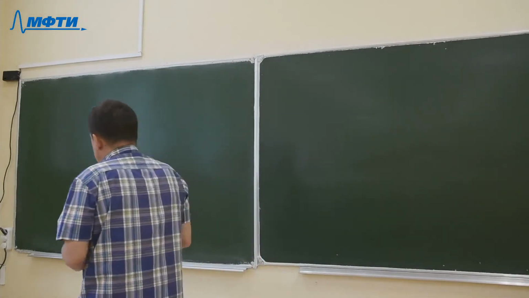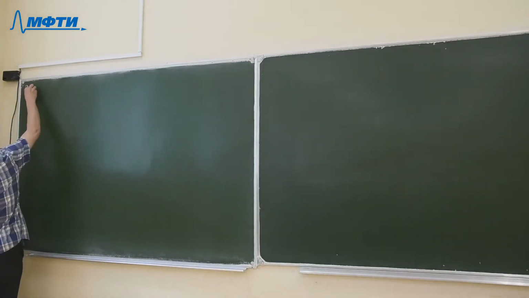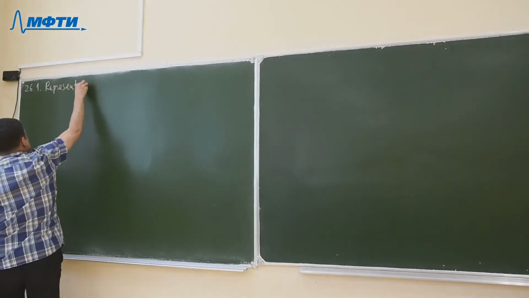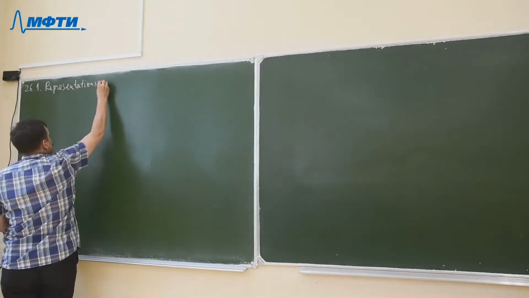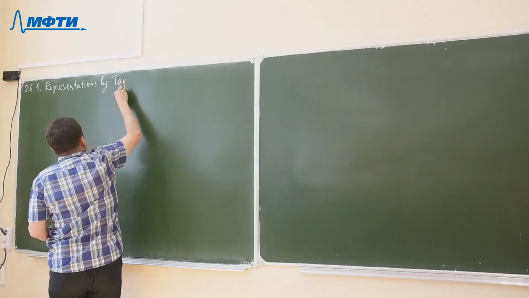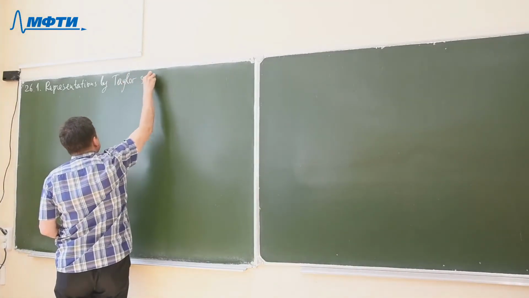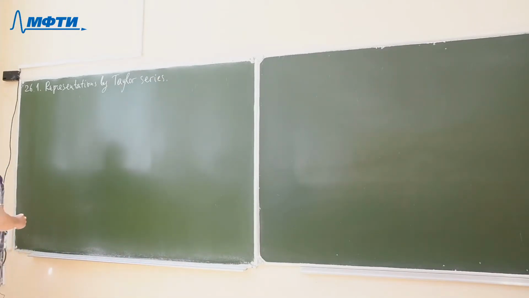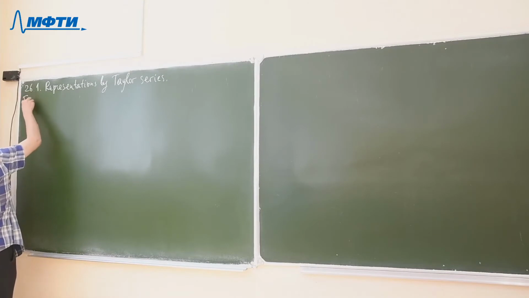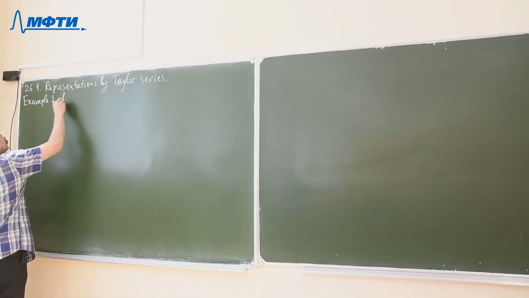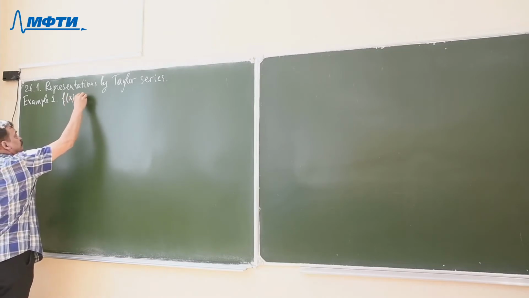So, today's section, 26.1, representations by Taylor series. I'll start with an example, which shows what kind of problems appear.